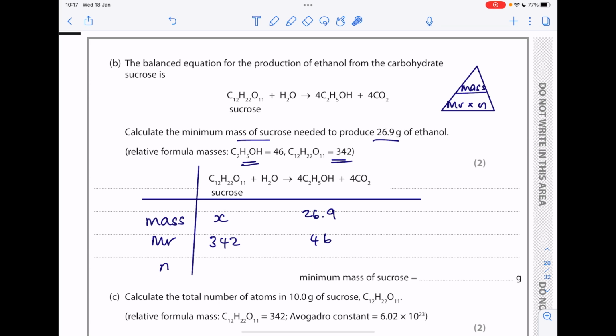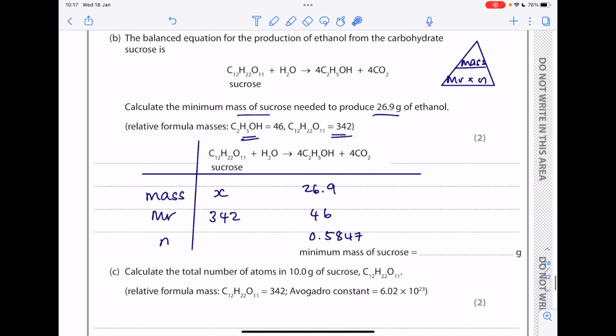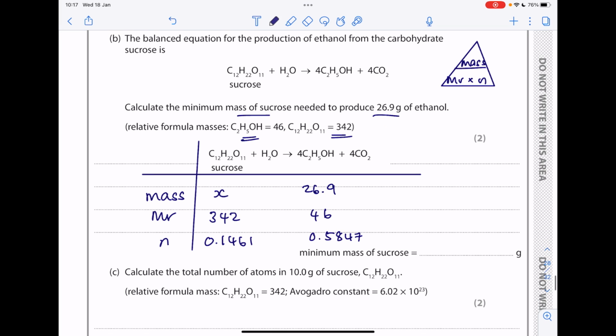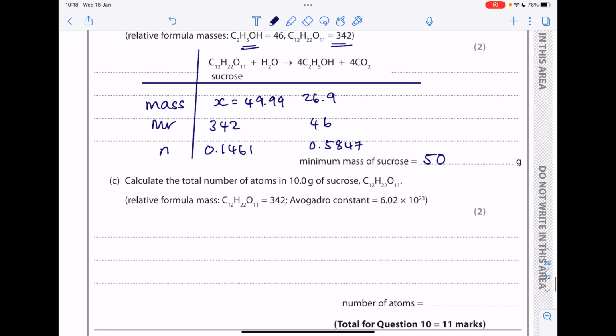We can now find the number of moles of ethanol by doing mass divided by MR. So that's 26.9 divided by 46 to get 0.5847. Check the mole connection. It's 4 to 1. So to find the number of moles of sucrose, we divide that number by 4. And then finally, to find X, we multiply the MR by the number of moles to get 49.99, and so on. So that's 50 to 2 significant figures.